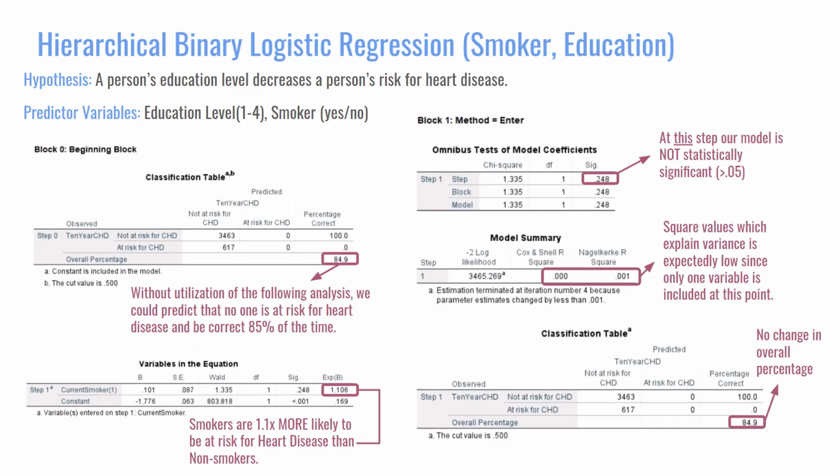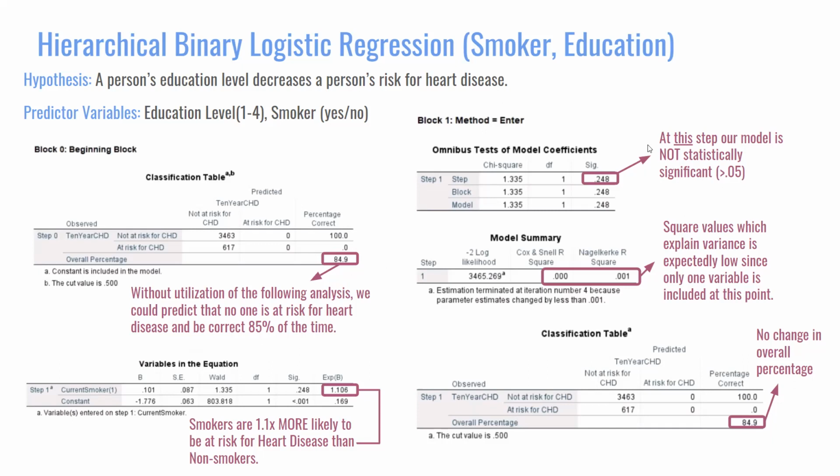At any rate, represented here are block 1 and 2. For simplicity's sake, I've just circled all of the relevant numbers. I hope we have everything correct here, but I'll do my best to explain what's here. The first thing is the block 0 classification table, and the overall percentage, as I recall from class, is that without any analysis being done, if we predict that no one's at risk for heart disease, we would be correct 85% of the time, which is actually great. I'm happy to know that most of the time people are not getting heart disease.